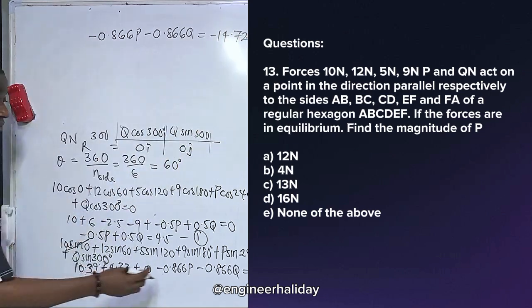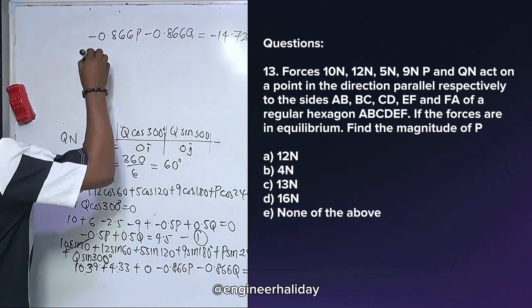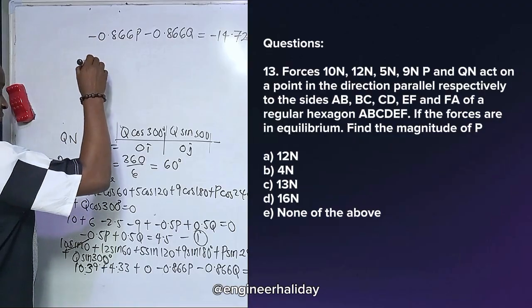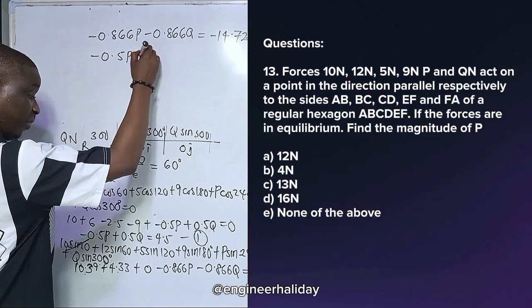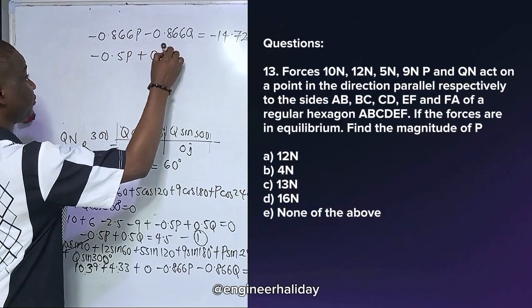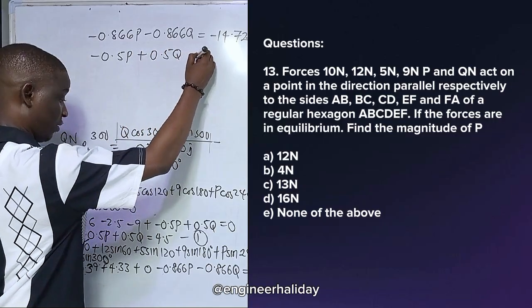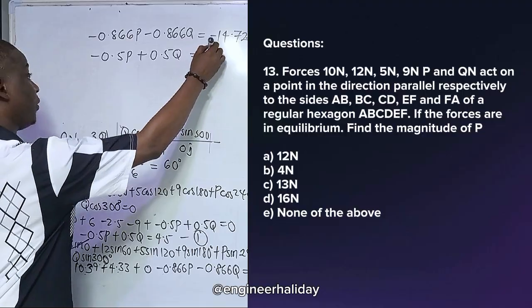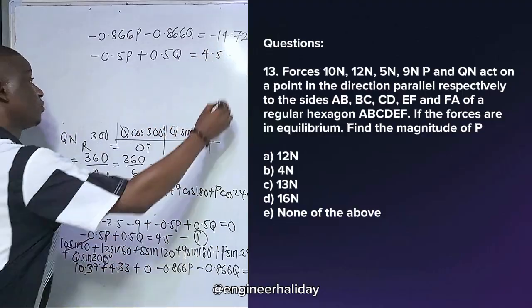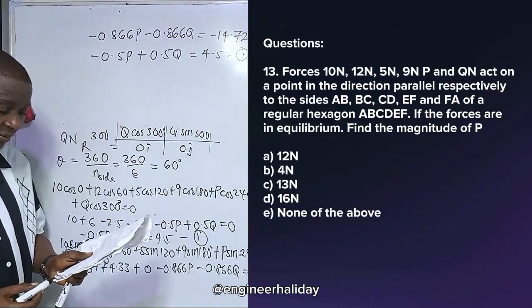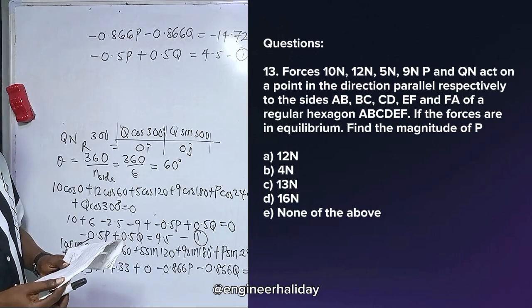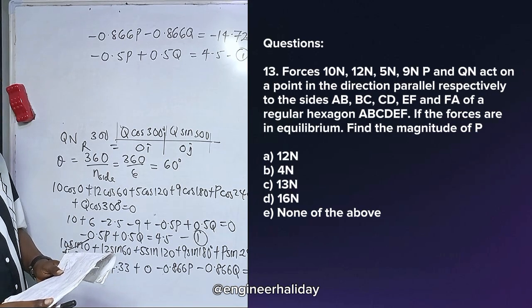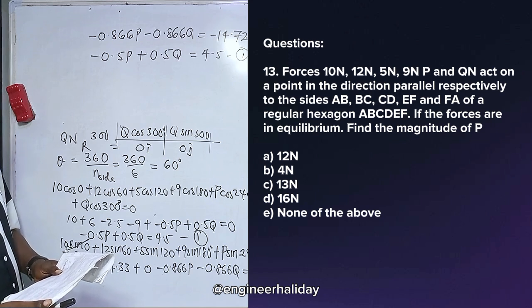So if you get these two now, this is 1. Let's solve 1 and 2 simultaneously. 1 is minus 0.5p plus 0.5q is equal to 4.5. So what do we have? This 1 and this 2. What do we have as our answer there? We solve the two simultaneously.